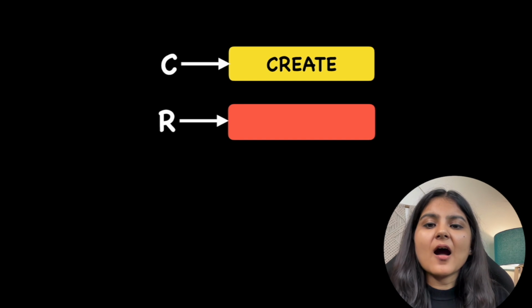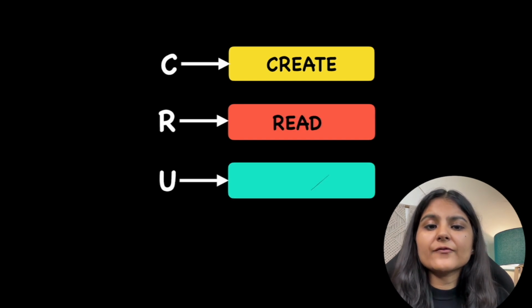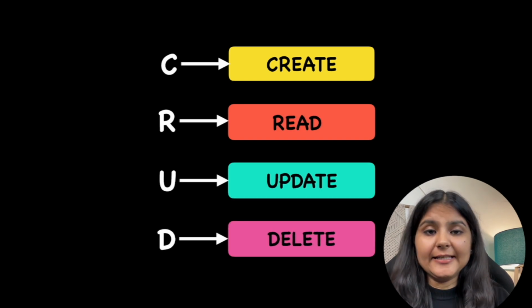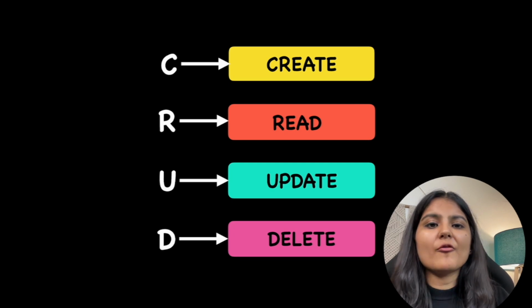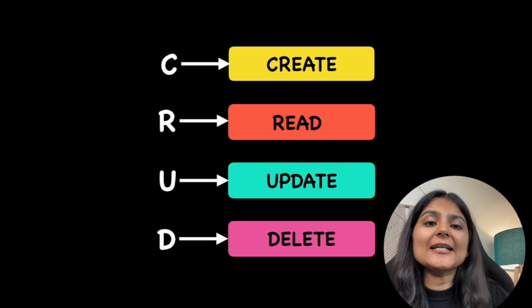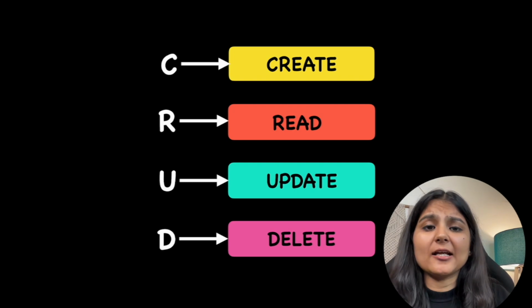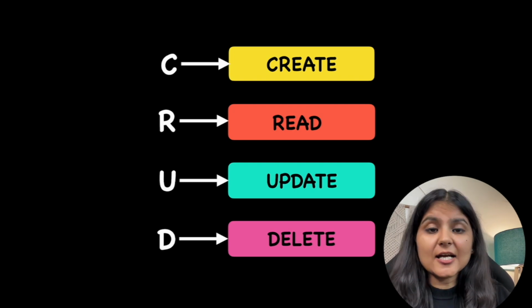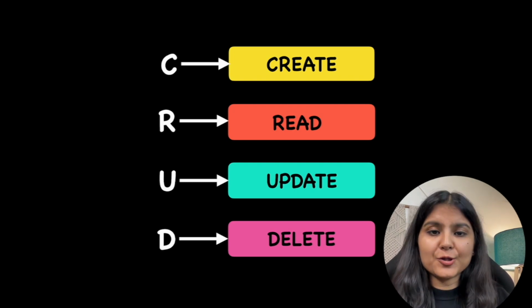So let's first understand what is CRUD. In CRUD, C stands for create, R is for read, U is for update, and D is for delete. So these are the operations of create, read, update, and delete that can be performed on data in any database. And they are really very essential for any system that manages information.